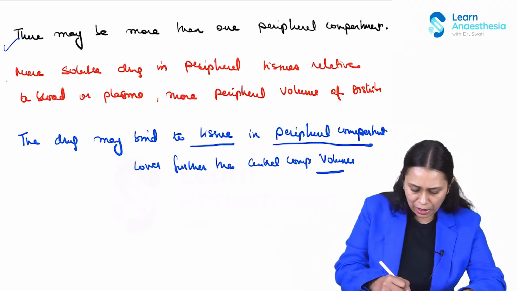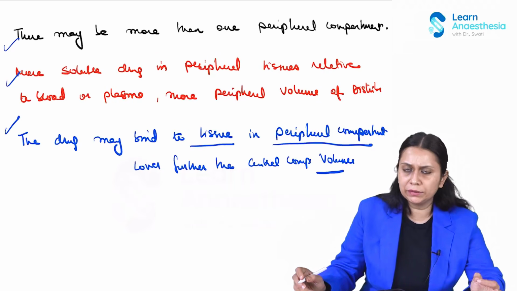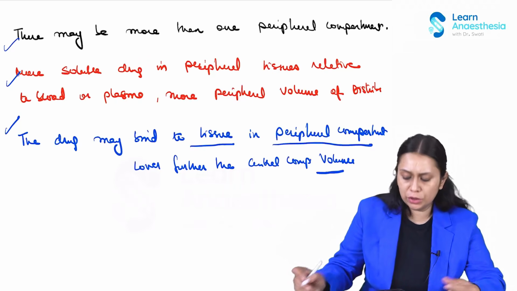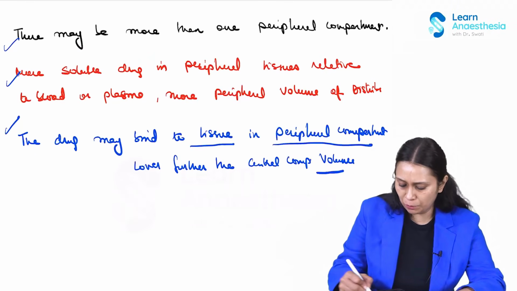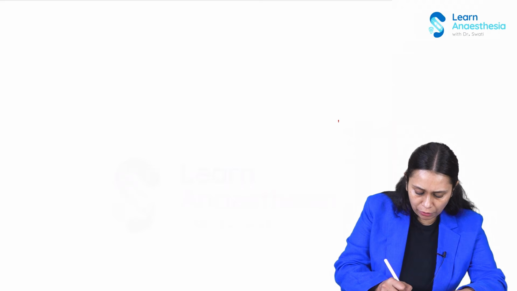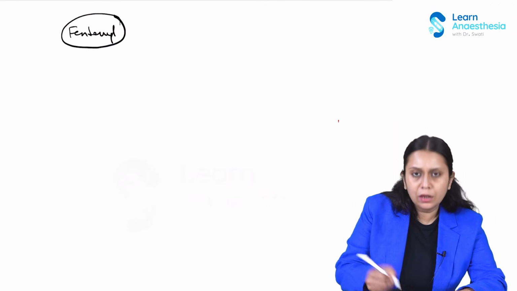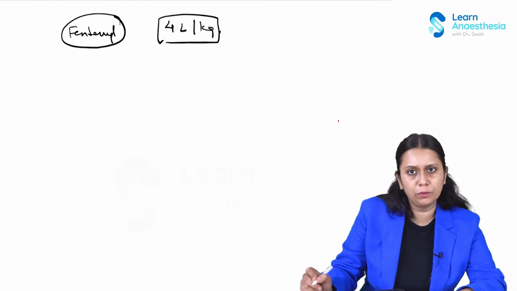And if we consider these 3 points, the volume of distribution is even more than the central volume of distribution added to the peripheral volume of distribution, because drug is binding to these tissues present in the peripheral compartment. So for example, if I consider the drug fentanyl, what is the calculated volume of distribution? The calculated volume of distribution of fentanyl is 4 liter per kg. This is the overall volume of distribution.